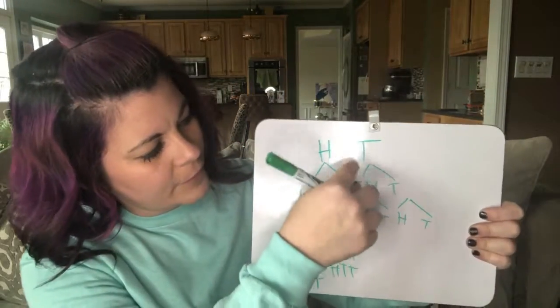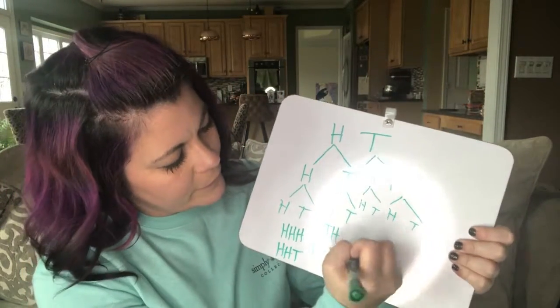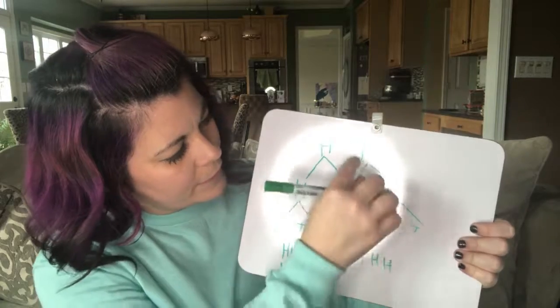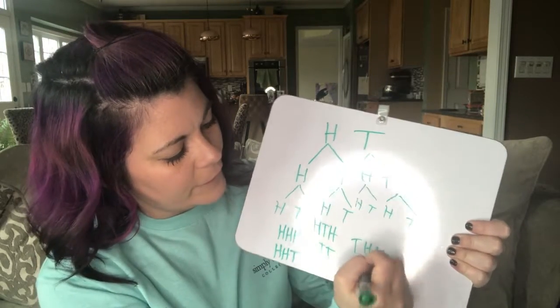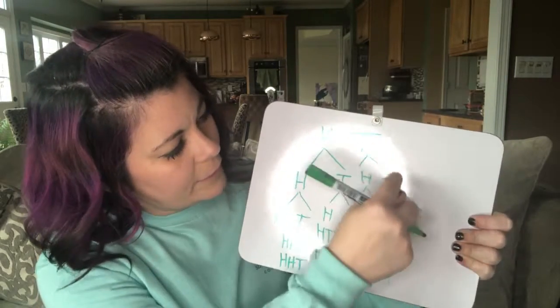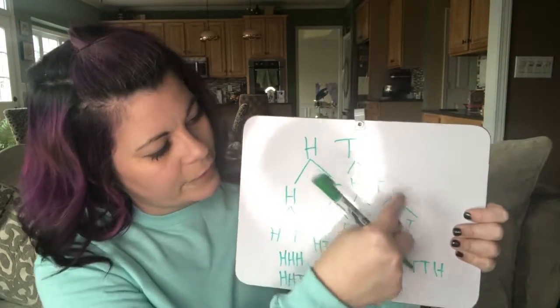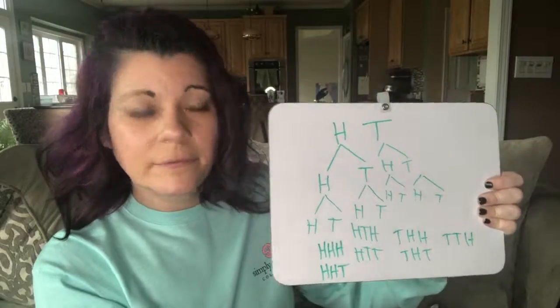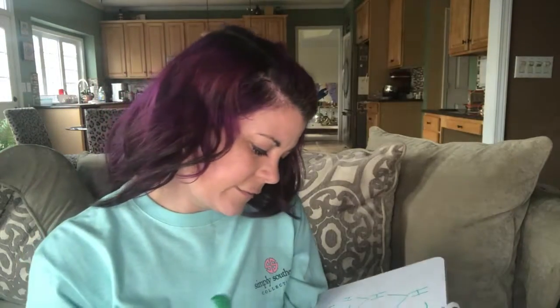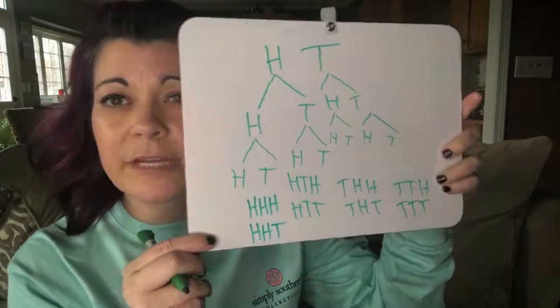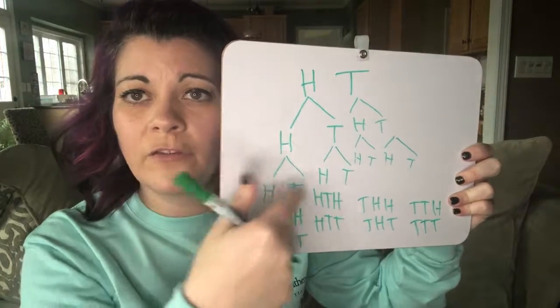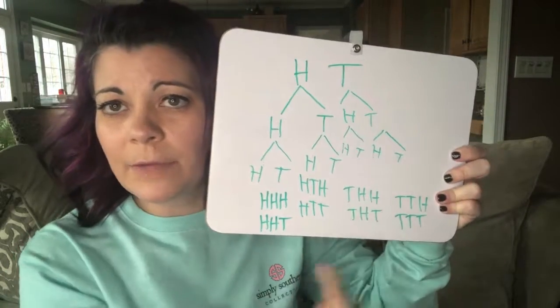And so now this one: tails, heads, heads; tails, heads, tails; tails, tails, heads; and tails, tails, tails. Okay, so those are all my combinations. And if you count the bottom, 1, 2, 3, 4, 5, 6, 7, 8, that's how many combinations you should have.